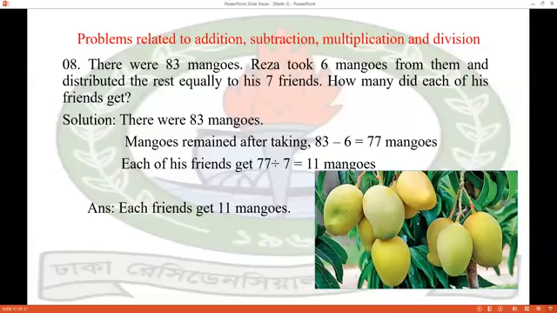Simple math, you solve it in these steps. We know the solution will be this way: there were 83 mangoes. Mangoes remaining after taking 6: 83 minus 6 equals 77 mangoes. Then the 77 mangoes have to be equally distributed among the 7 friends. So each friend gets 77 divided by 7 equals 11 mangoes. So each friend gets 11 mangoes. So we can find it in this way.